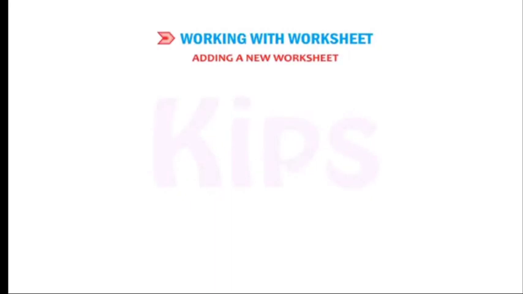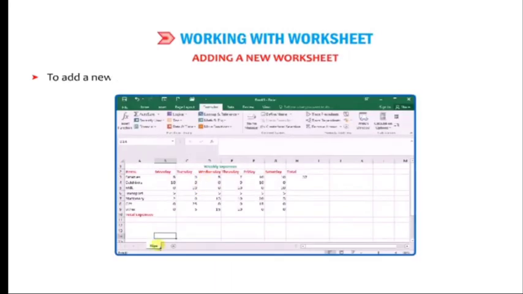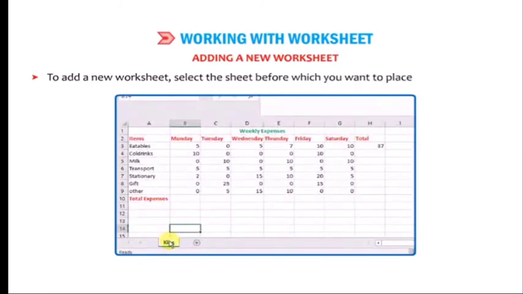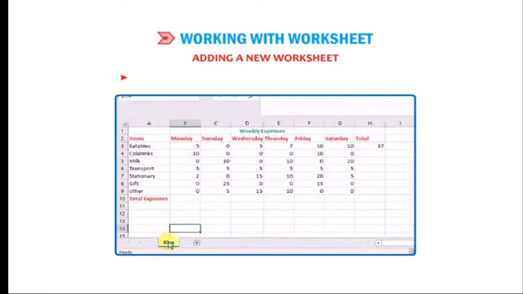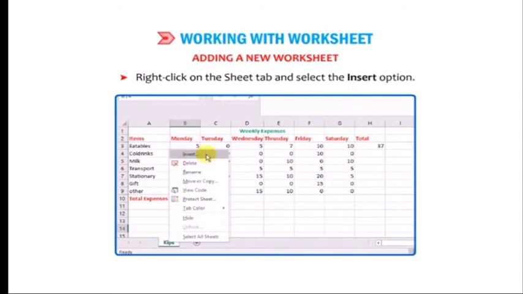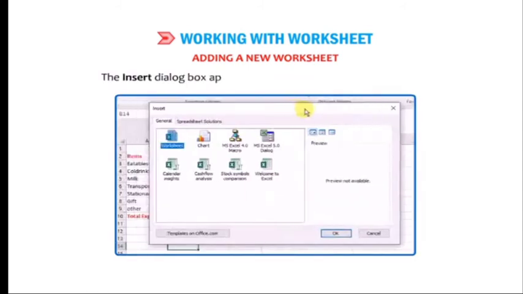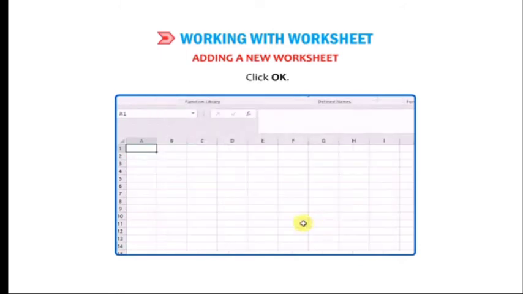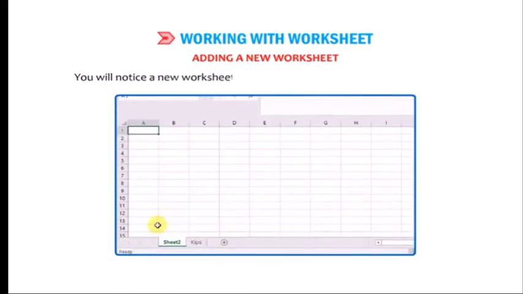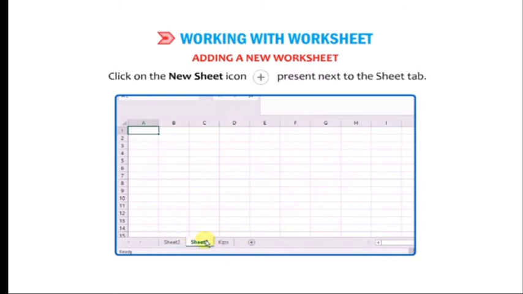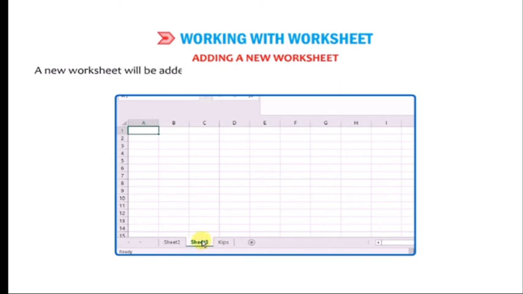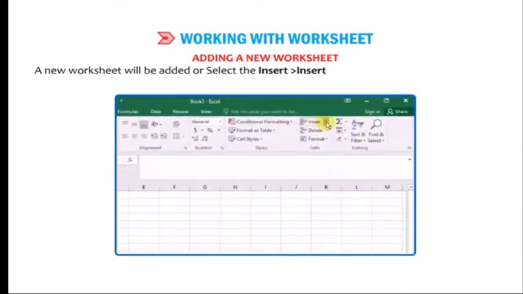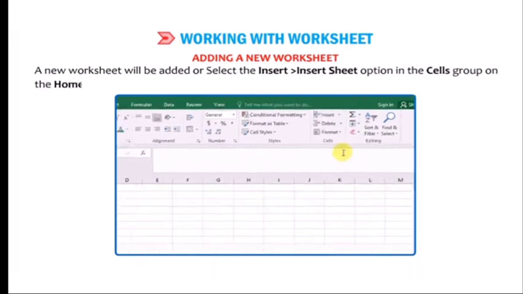Let us learn how to add a new worksheet. To add a new worksheet, select the sheet before which you want to place a new worksheet. Right-click on the Sheet tab and select the Insert option. The Insert dialog box appears with the Worksheet option selected. Click OK. You will notice a new worksheet gets inserted before the selected worksheet. Or click on the New Sheet icon present next to the Sheet tab. A new worksheet will be added. Or select Insert, then go to the Insert Sheet option in the Cells group on the Home tab.